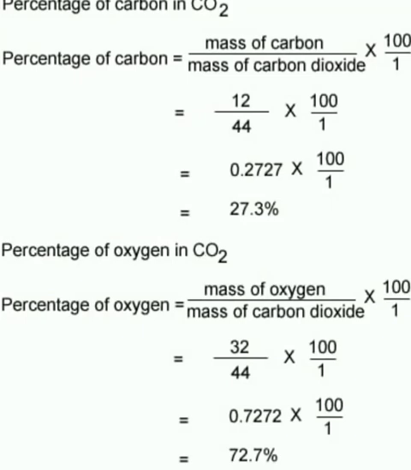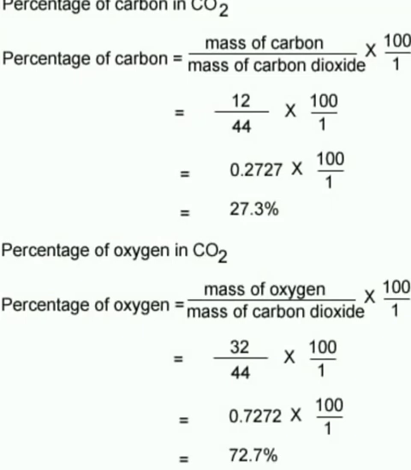Then you have to calculate the percentage of oxygen in carbon dioxide. In a similar way, it equals the atomic mass of oxygen. Because there are 2 oxygens, 16 into 2 is 32. The molecular mass of carbon dioxide is 44, so 32 by 44 into 100 gives 72.7%.